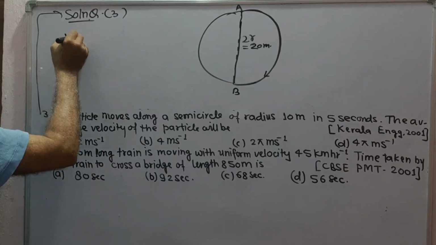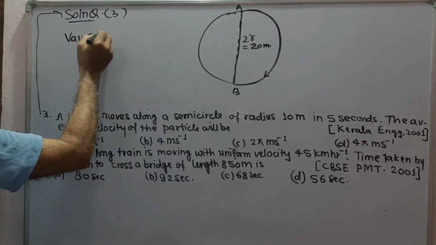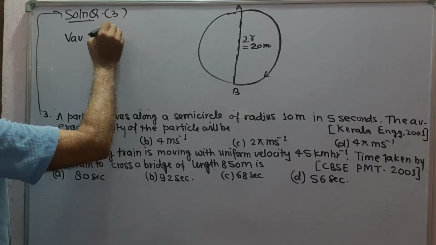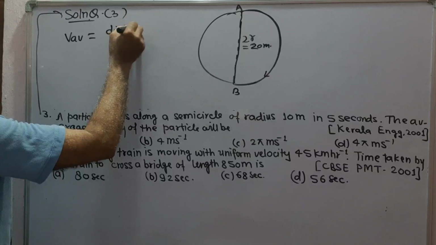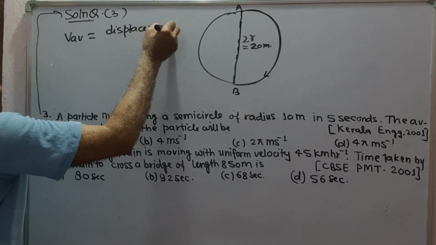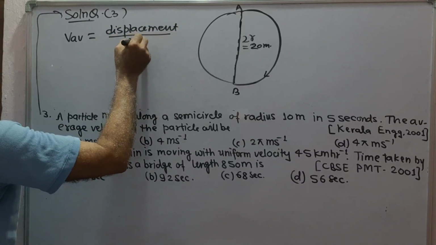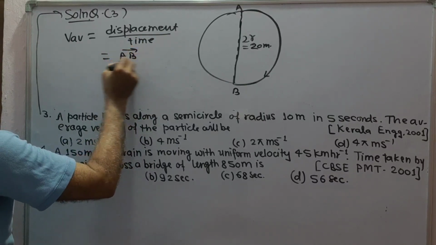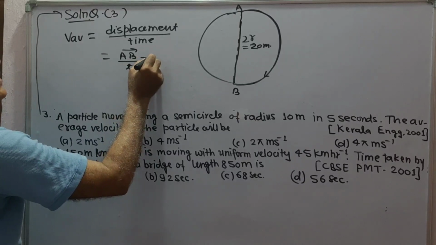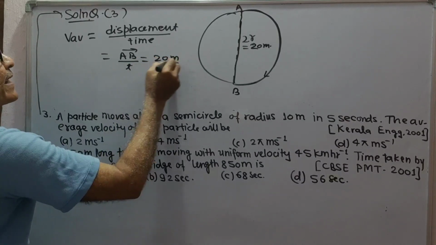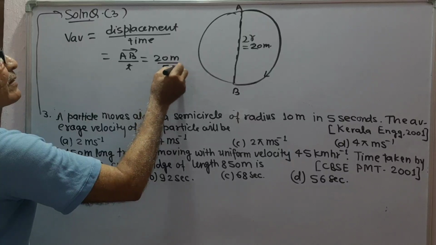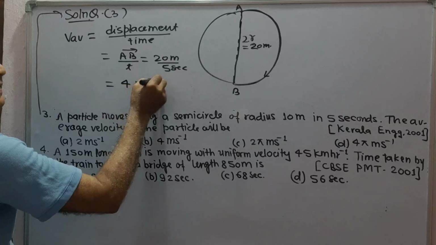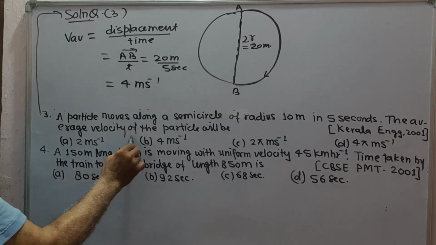So V average, the average velocity, will be equal to displacement upon time taken. Displacement is AB vector upon T. AB vector is 20 meter and time is 5 seconds. So the average velocity will be 4 meter per second. So the correct option will be B.